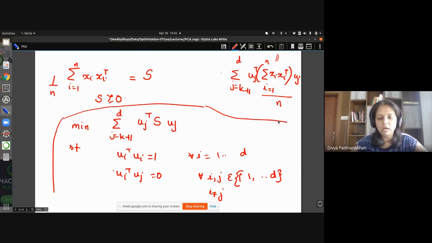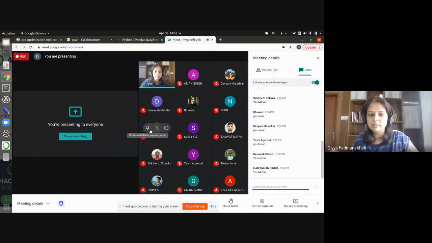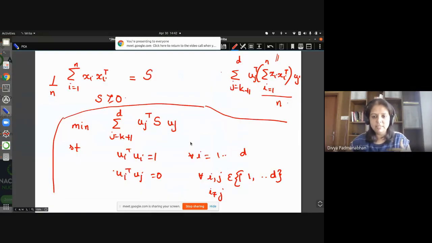We will see how we can use the ideas we learned in class to solve this. But before that, I just want to check these points are clear. Are there any questions on this, how this formulation came or any of these simplifications?